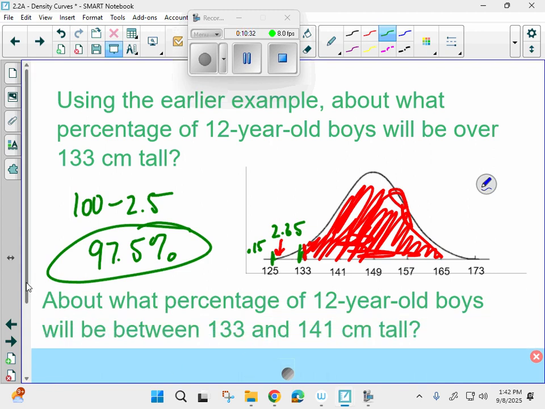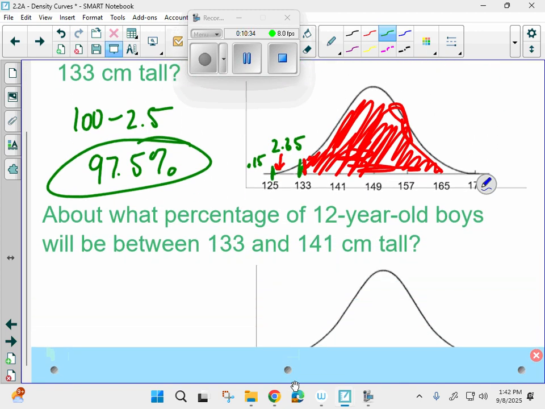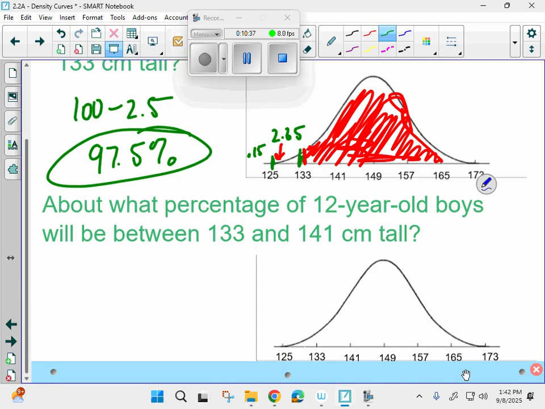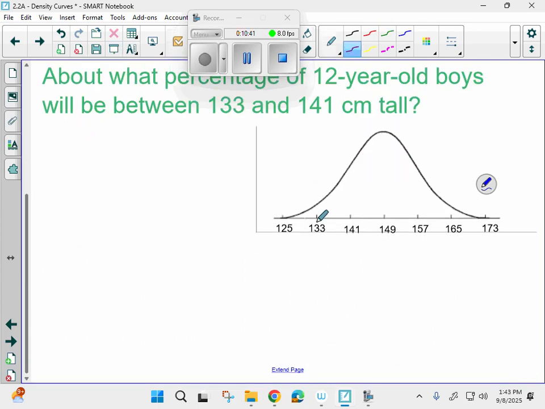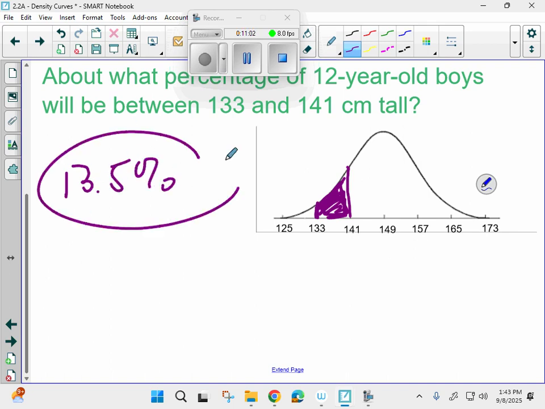All right, what percentage of 12-year-old boys are between 133 and 141? So again, you'd put your 149 in the middle, and you'd add 8, and you'd subtract 8. Now I want from 133 to 141. This is from the second to the third standard deviation. We could just look right here, right? Or if you memorized the 68 and 95, do 95 minus 68 divided by 2, right? And I get 13.5% of boys are in that lovely range of height.